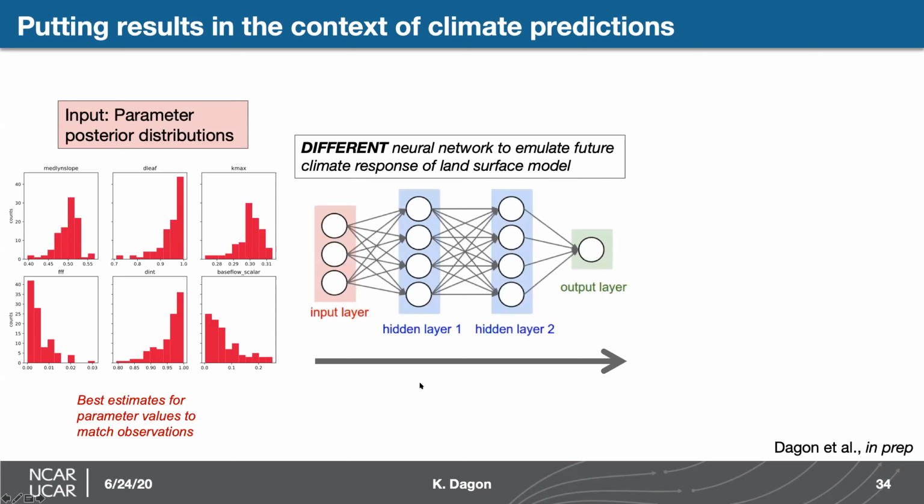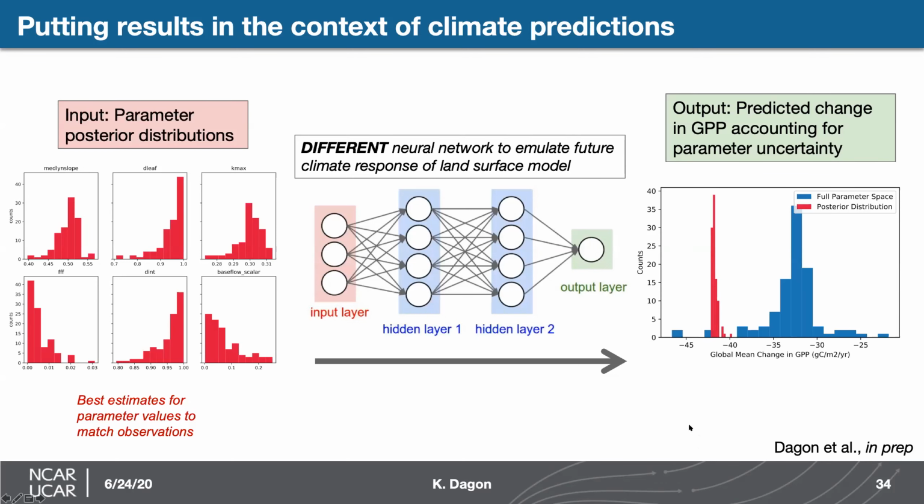And then the idea there is that we would feed those into a different neural network that's been trained to emulate the future climate response of a land surface model. And this is just very preliminary work, but showing you the predicted change in global mean GPP, accounting for parameter uncertainty. So comparing the full parameter space in blue with the constrained predictions based on these posterior distributions. So this could be one way of putting these results in the context of climate predictions.